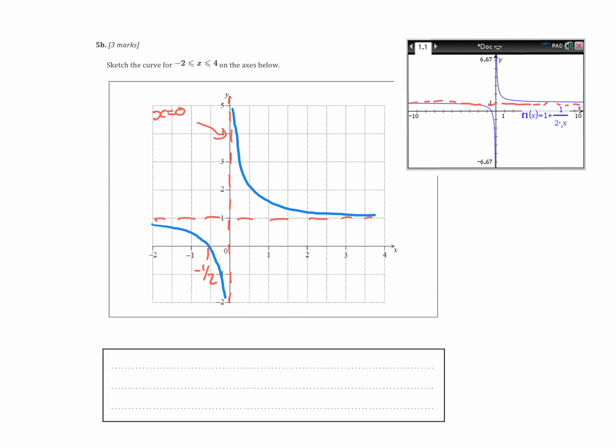So sub in x is 1,000, we get 1 plus 1 over 2,000, and that comes out at a number very close to 1. In fact, when I plug that in, it comes out as 1.0005, and we can see it's close to 1, it's tending towards 1, and so that gives us a bit of confidence in this answer that this asymptote is at y equals 1. And there we are.